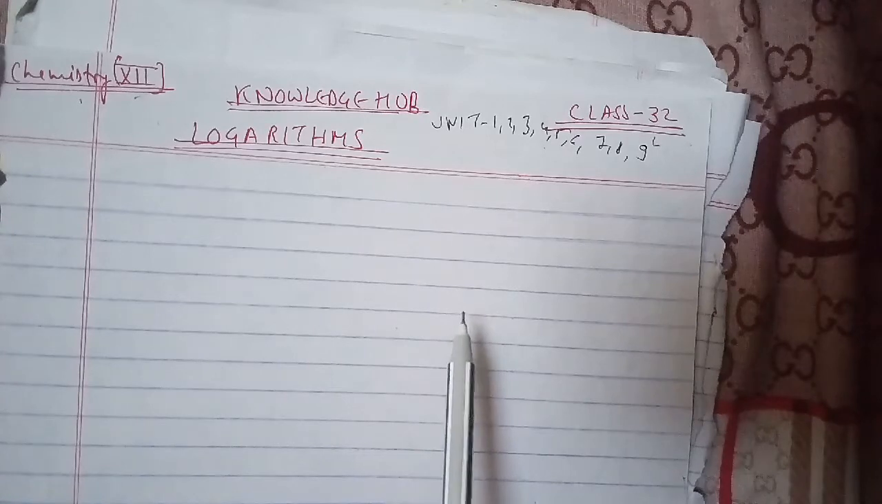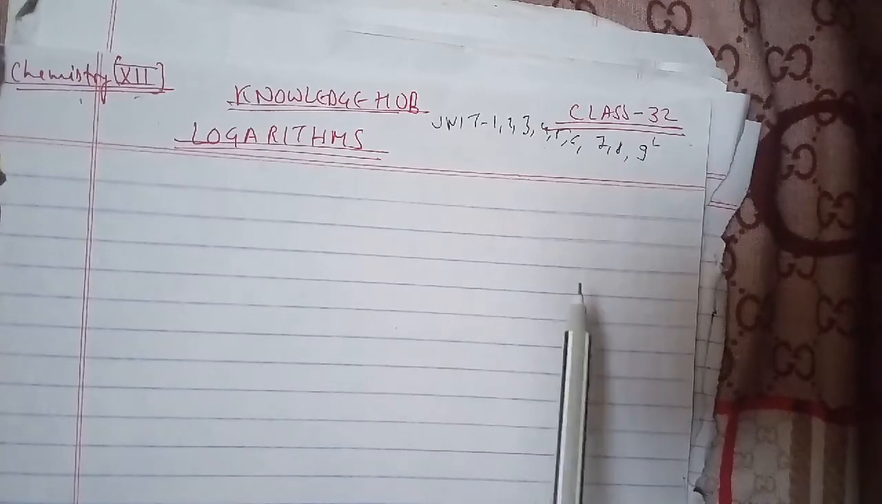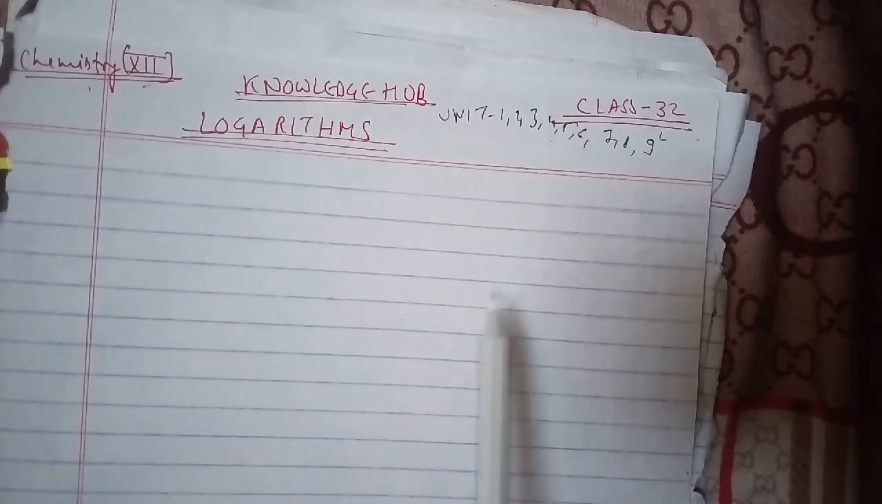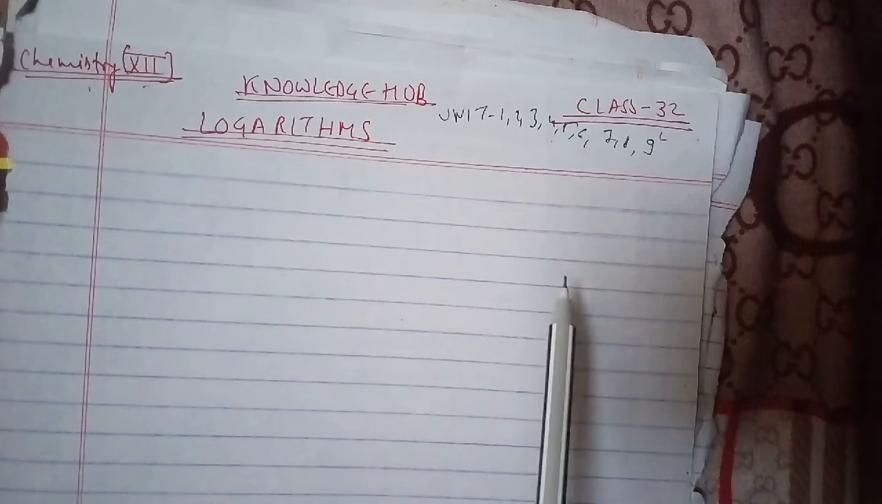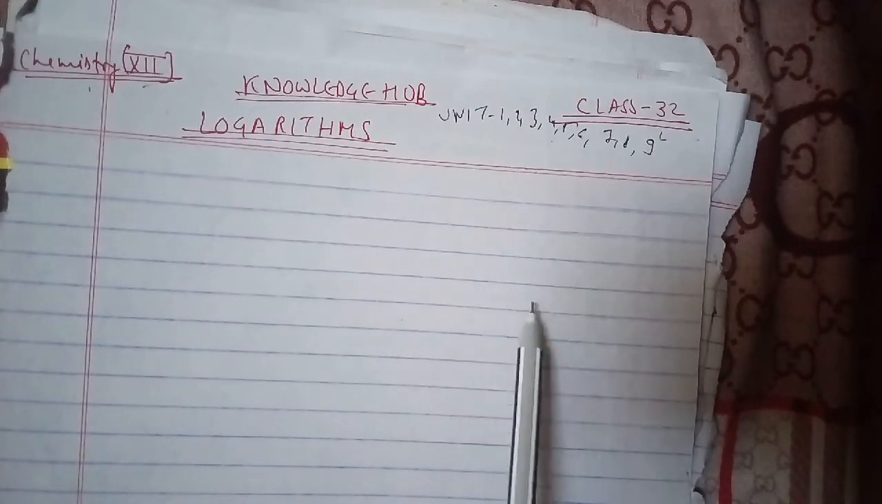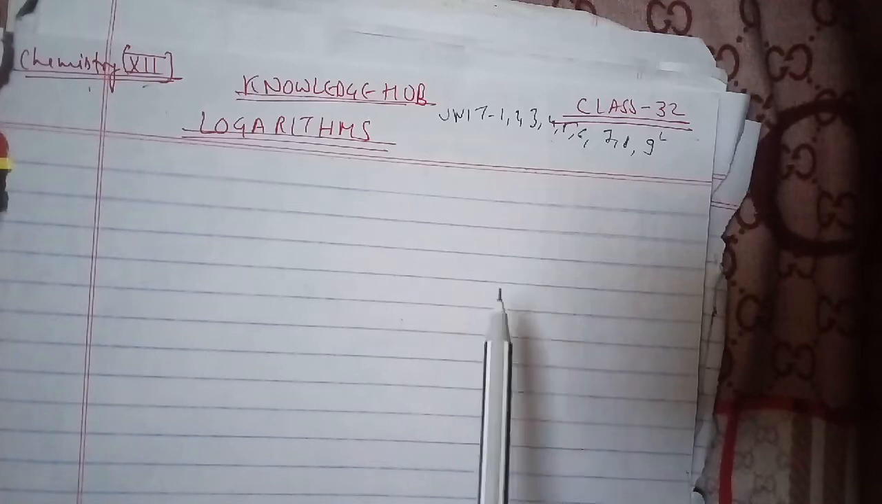If for a positive real number a, where a is not equal to 1, a to the power m is equal to b, we say that m is the logarithm of b to the base a, and we write this as log b to base a equals m. Log is an abbreviation of the word logarithm. Thus we have here, so we'll just write some of the values with respect to log.